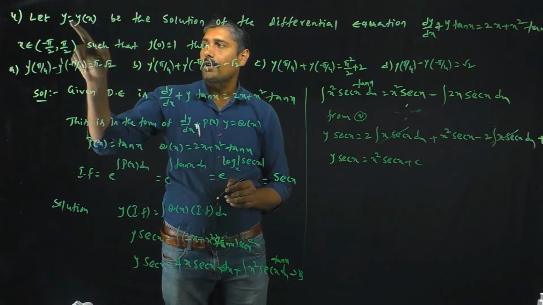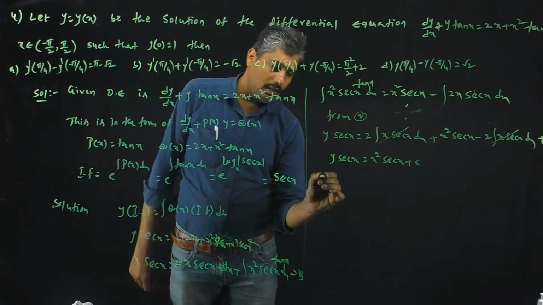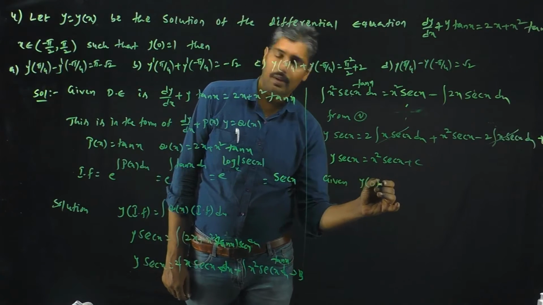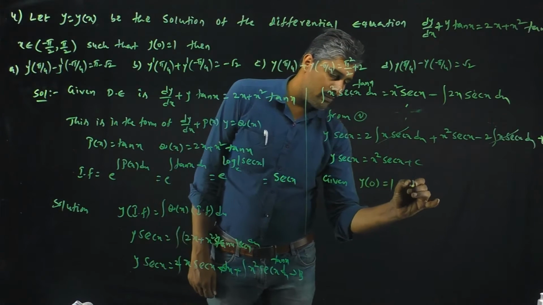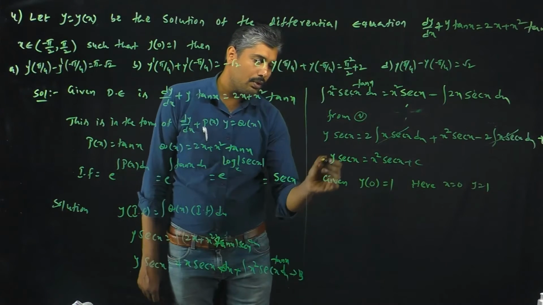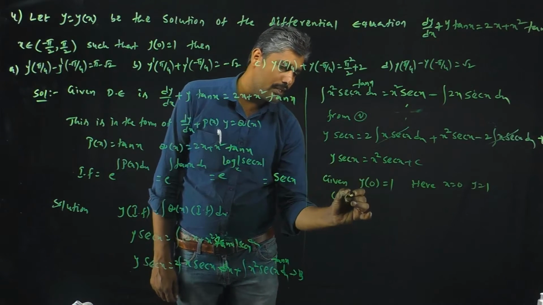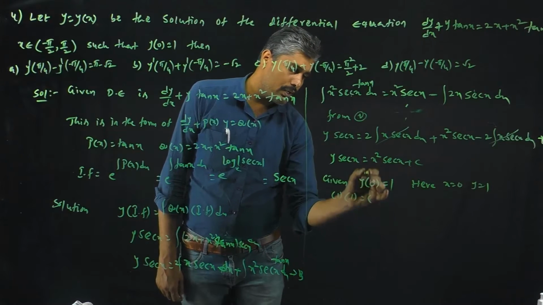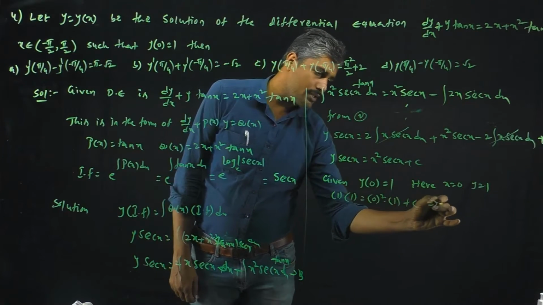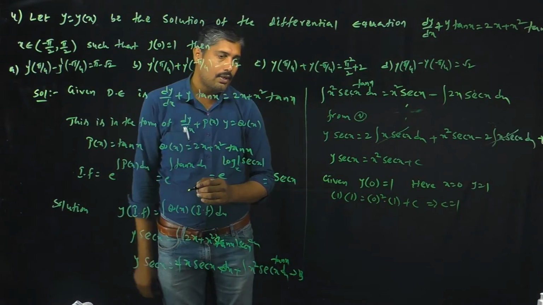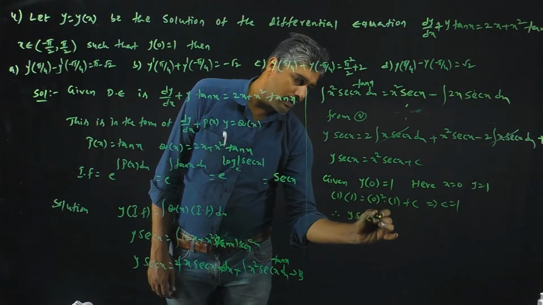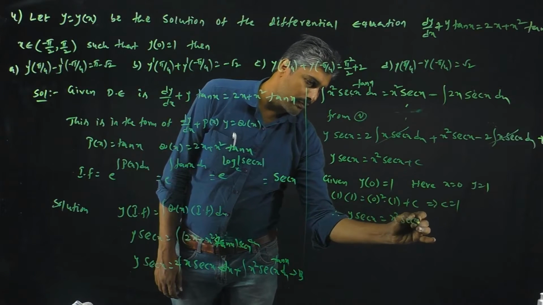Given y of x, here y of 0 equals 1. Here x equals 0, y equals 1. Substitute 1 into secant 0, that is also 1, equals 0 squared into 1 plus c. Therefore c equals 1. Therefore y into secant x equals x squared secant x plus 1.